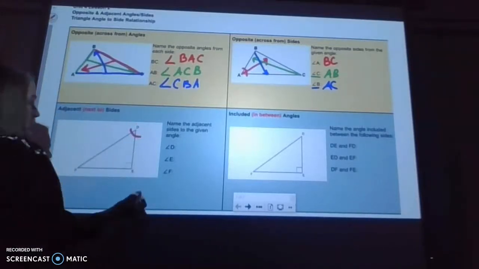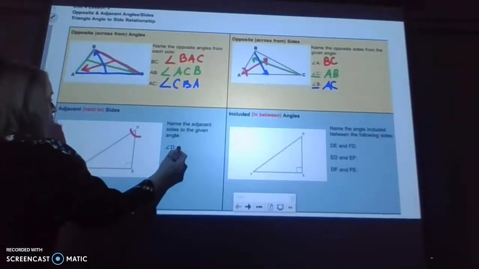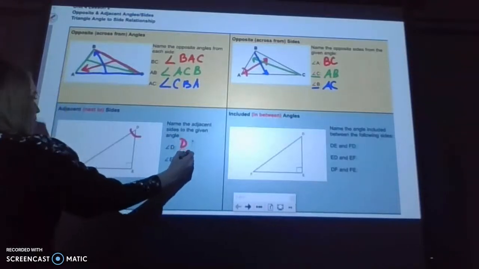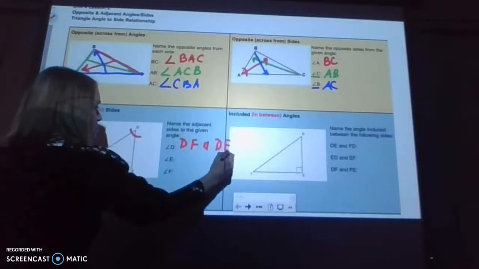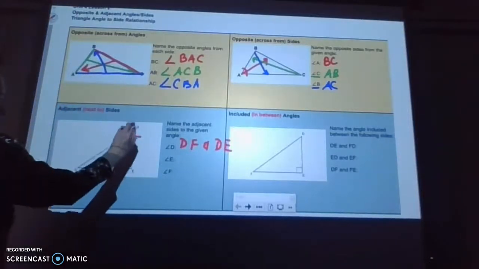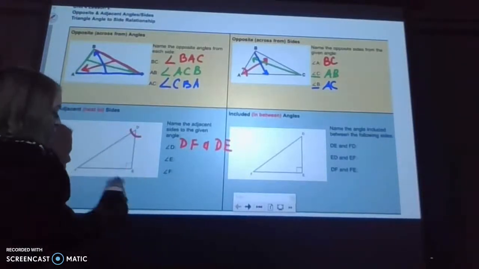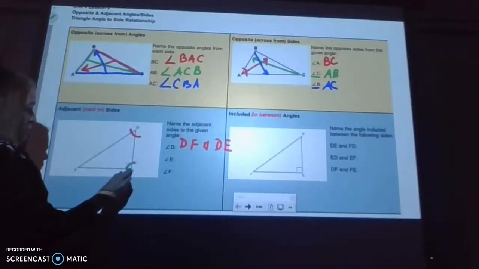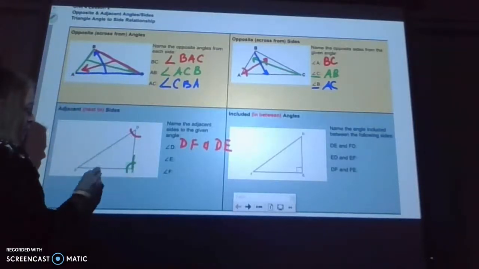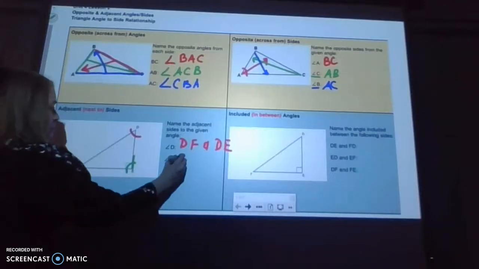Oh, that's easy because D is going to be in each of those sides. So DF and DE. Okay, DF and DE, right here. Now we need angle E. So here's angle E. So we want these sides, right? And they are ED and EF.